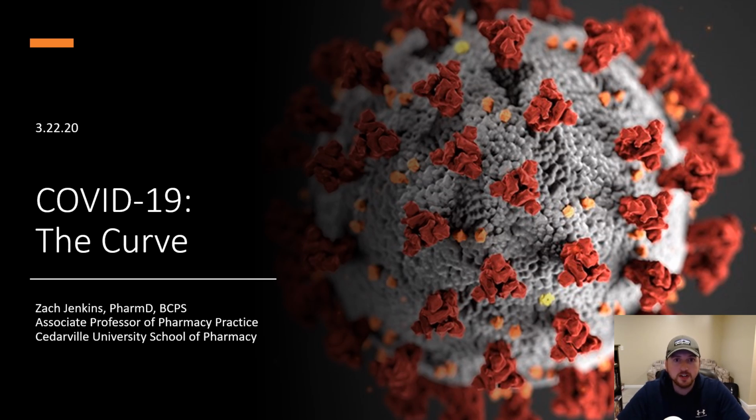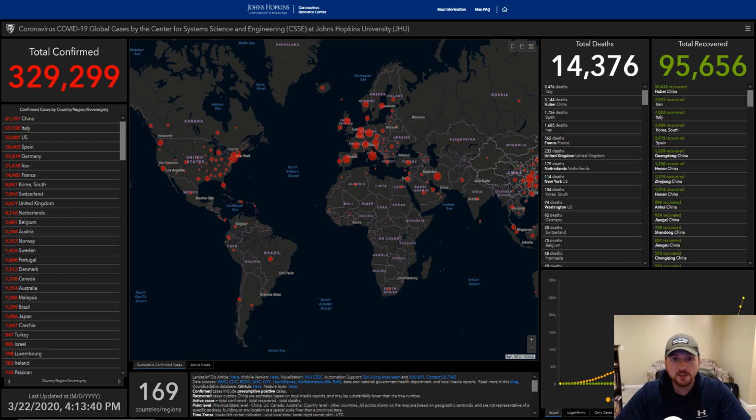What I wanted to do today is to describe in a little bit more detail what this curve is and how this actually plays out using some real world examples. So at the time of this recording, there are about 329,000 cases of confirmed COVID-19 within the world. The last time I recorded a video on this subject, it was a little bit over a week ago, and there were about 127,000 cases at that time. So without a doubt, this number is increasing pretty significantly.